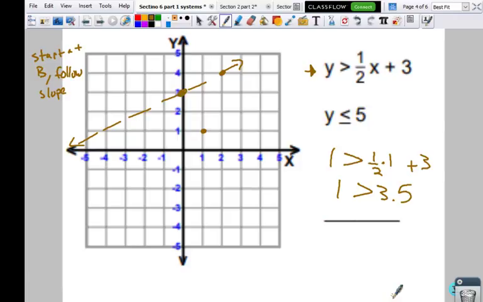And is that true, Susie? Is 1 greater than 3.5? No. That means this is the false side, and this is the true side. So we're going to shade up here, and I'm just going to go real light like that.